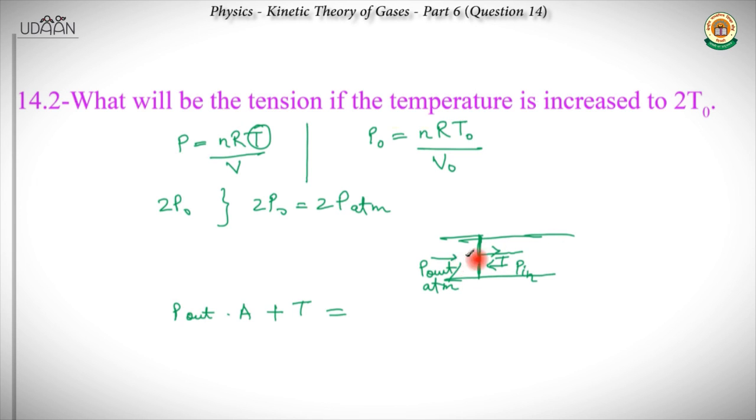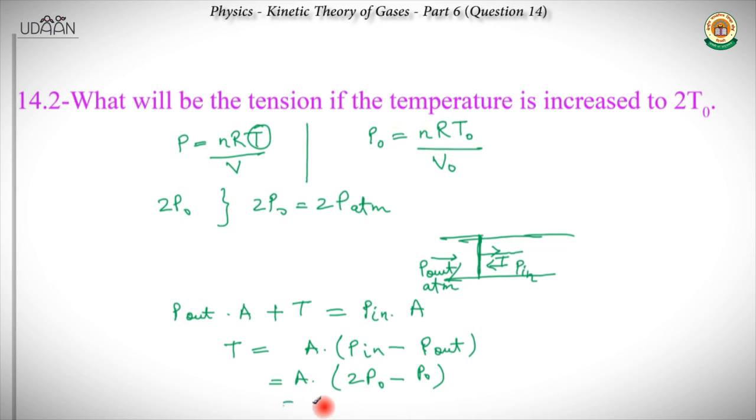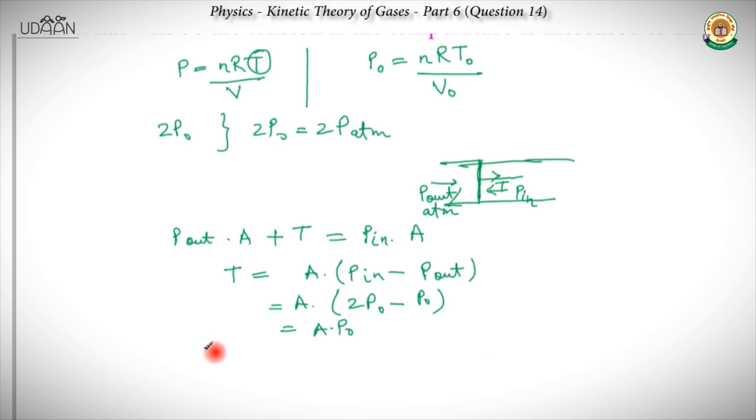This would be equal to the force on the left hand side, because these are held by wires and they cannot just go away or move. So it is equal to P internal into area. Tension comes out to be area whole into P inside minus P out. Right. Now as we had seen, P inside was 2 P naught and P out was P atmosphere, which was P naught. We get it as A into P naught. Alright. So on increasing the temperature, we noticed that the tension in the wires was created.